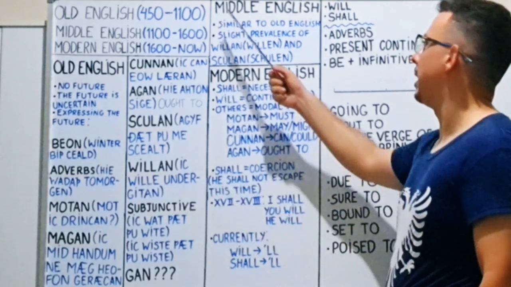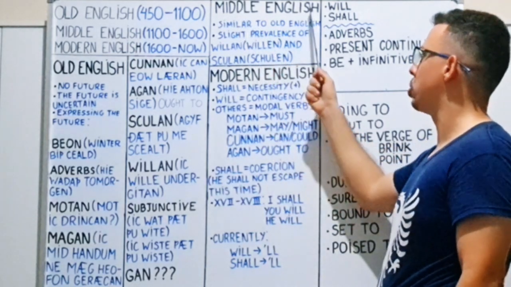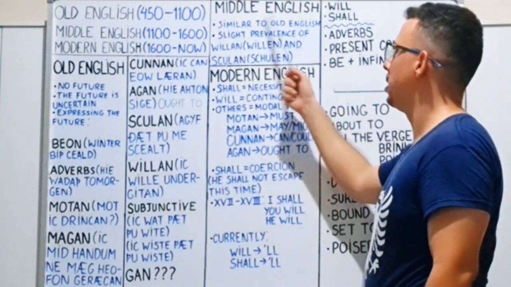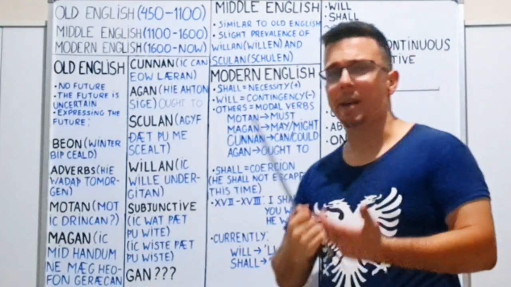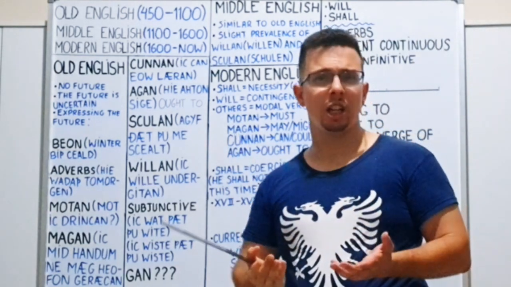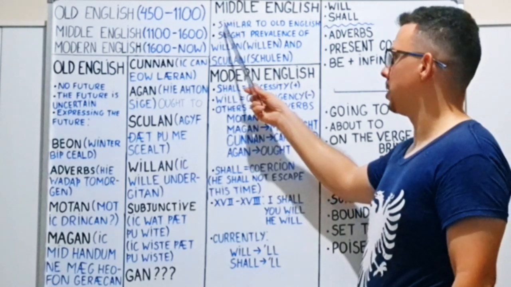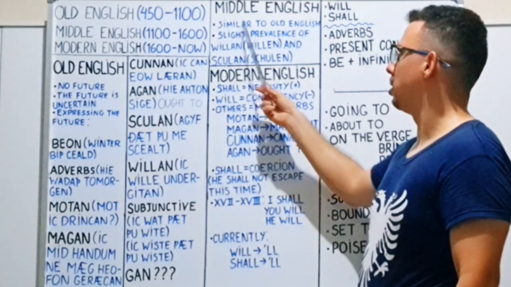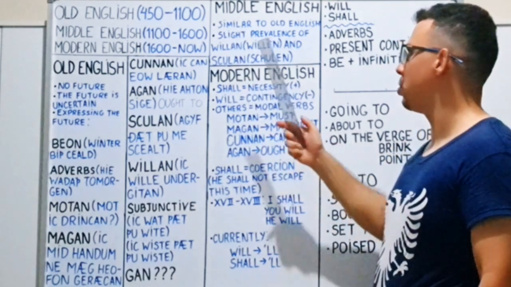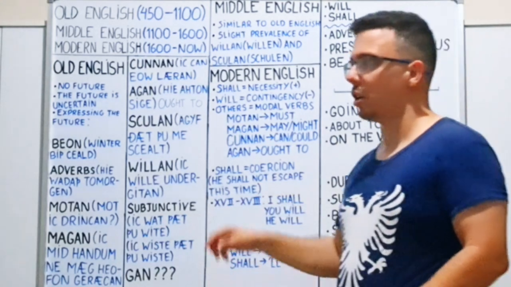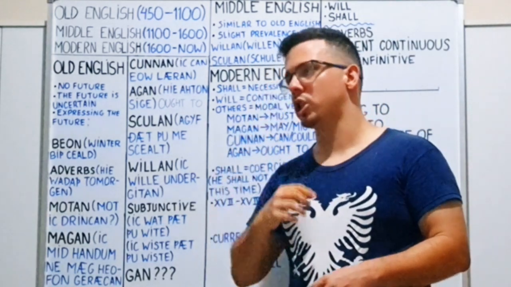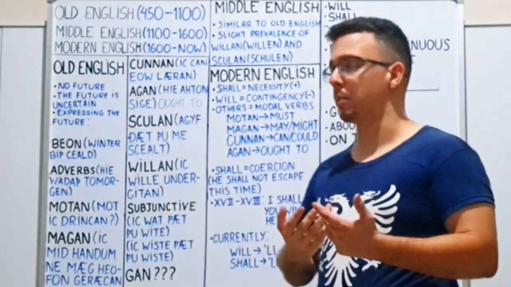Moving on, let's see the Middle English period. The Middle English period. We don't have many things here, actually. What we can say about this period is that it was similar to Old English in terms of the future. So we didn't have much change in that period.